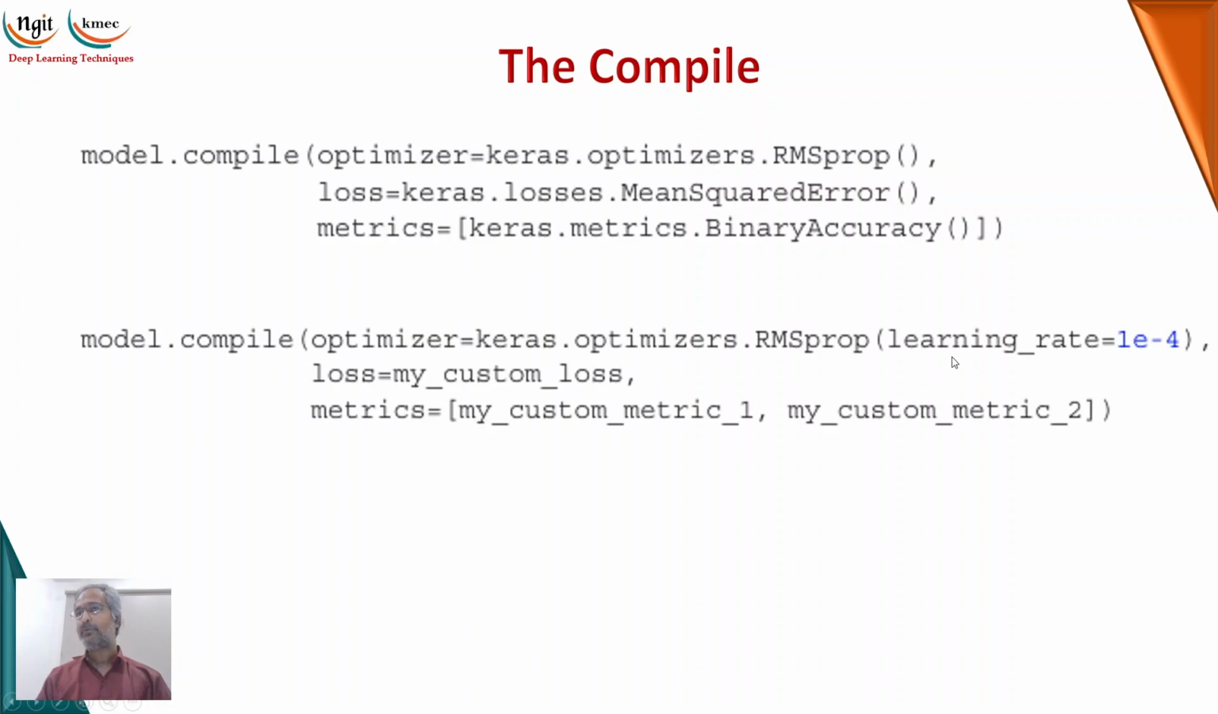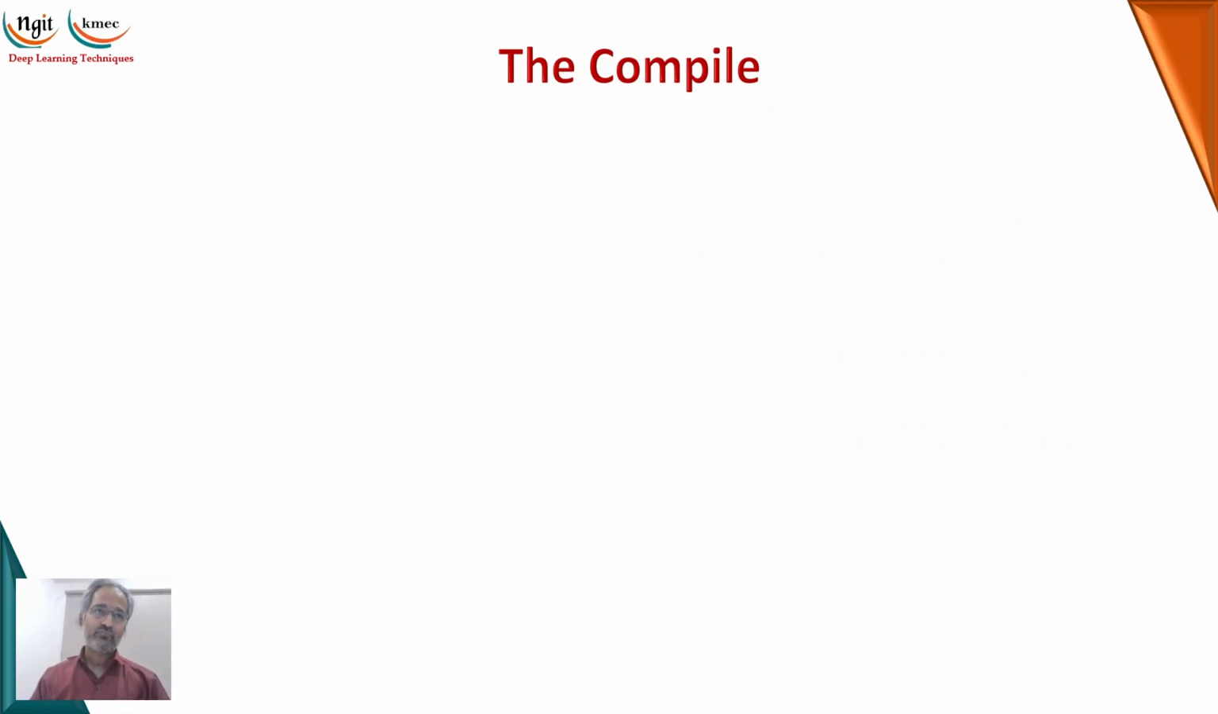For RMSprop, we are giving the learning rate. Learning rate equal to, we are giving some number. What is this number? You do not need to think about this now. We are discussing this in the third unit. Now loss equal to, we can give my custom loss. If you have defined your loss function, you can provide that also. Or metrics, you can give your own metrics also. That is your wish. But generally we will use the predefined methods for simplicity.